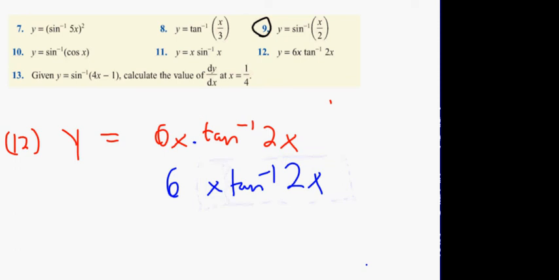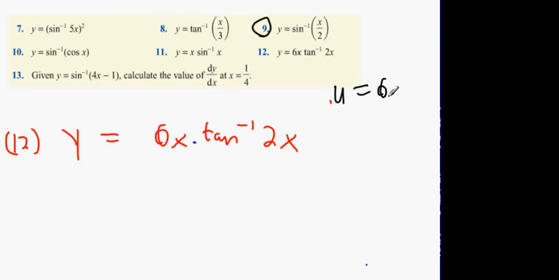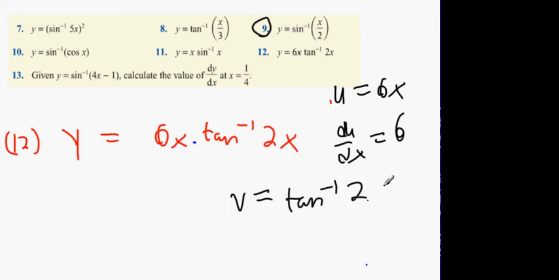So you're going to separate out the variables where possible. The variables are the x. If you can put one x to one side, the other x to the other side, you're in a much better position to do the question. Now, u equals 6x, du dx equals 6, v equals tan inverse 2x. Now, write down the generic rule for tan inverse from your notes.